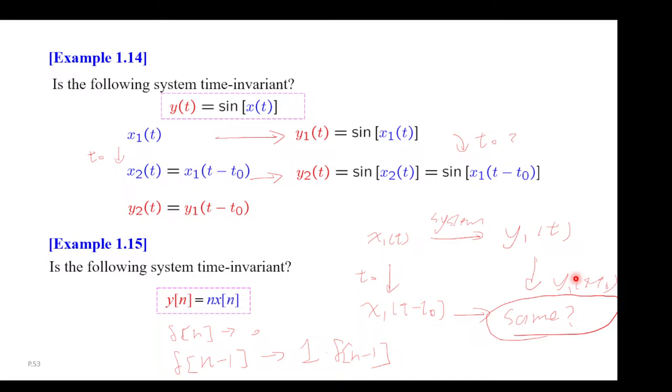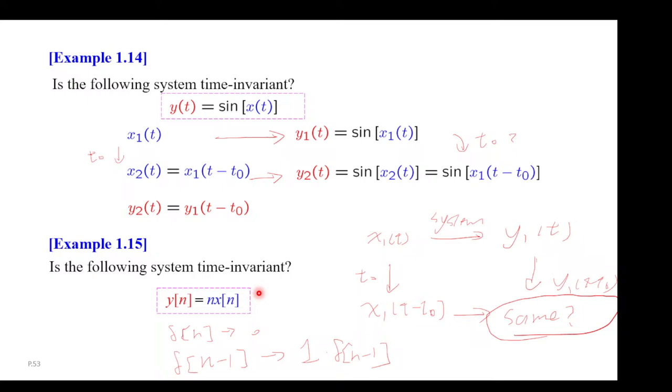And then we have another example here, and I guess we can do a show of hands again. So is y of n equal to n x of n time invariant? If you think it's time invariant, raise your hand. If you think it's not time invariant, raise your hand. Okay. So this is not time invariant, and it's pretty obvious because you have n here. How y of n responds to this x of n depends on the time n here. So this is not time invariant.